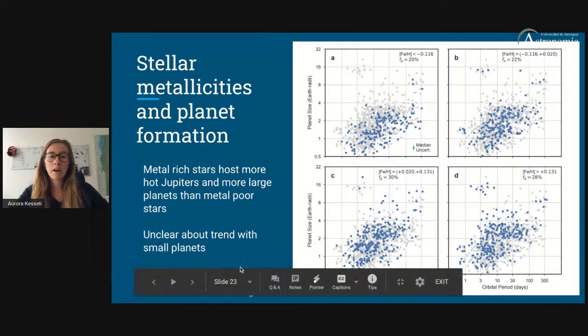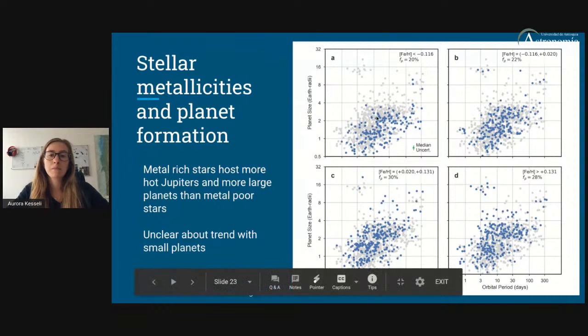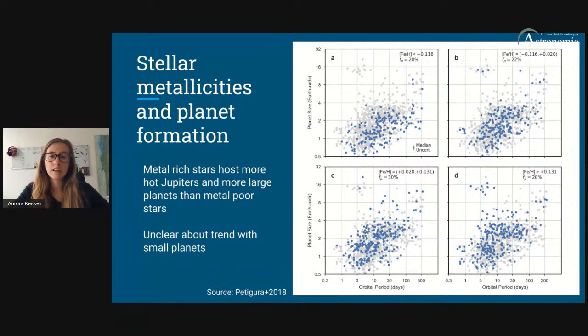And so this paper concluded that metal-rich stars are more likely to host hot Jupiters than metal-poor stars. It's still really unclear if there's any trend with metallicity for Earth-like planets. It seems like both low metallicity and high metallicity stars can make Earth-like planets. So this trend needs to be explored further for Earth-like planets.